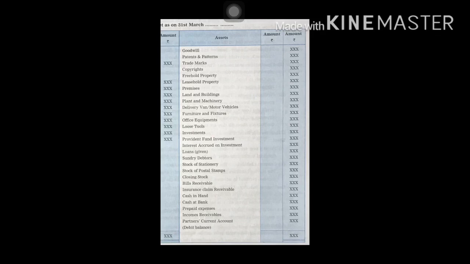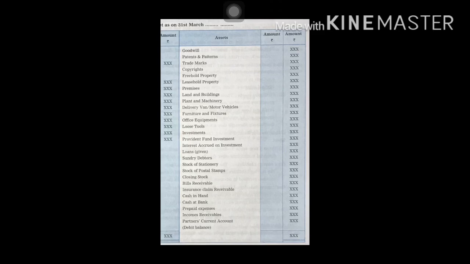Fixed assets are assets which are held in the business for a long period of time. Example, land and building, furniture and fixtures, loose tools, machinery, freehold property. All these things are fixed assets. Intangible assets do not have any physical existence. Example is trademark, copyright, patents. They are also shown on the asset side of balance sheet.